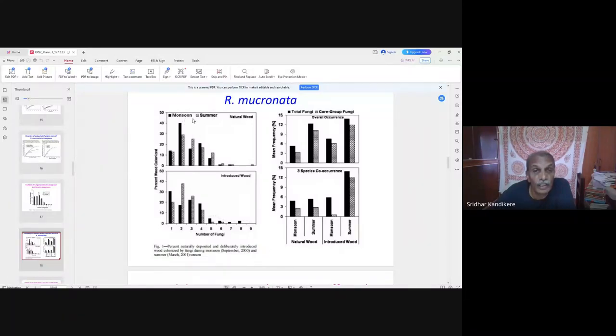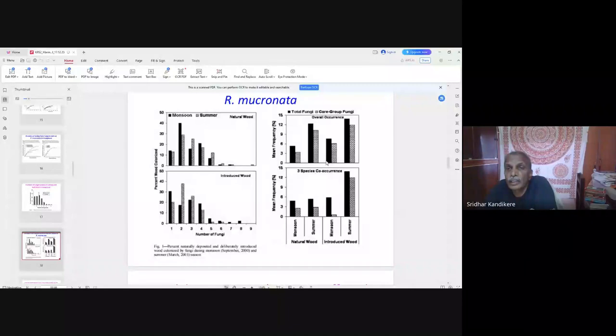In the introduced wood, two species colonization is highest, in summer as well as monsoon, for natural wood. For introduced wood, one species dominance is highest. In monsoon season and in summer season, two species dominance is highest, up to close to 40 species. Then the overall occurrence: this is the monsoon period and this is the summer period. The summer period showed more species in overall occurrence. Three species dominance is slightly more here in summer.